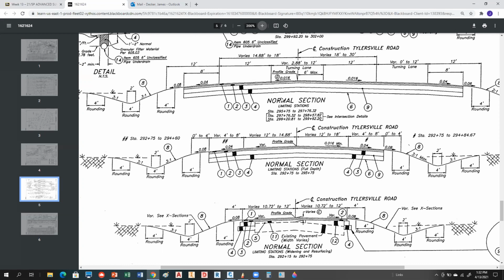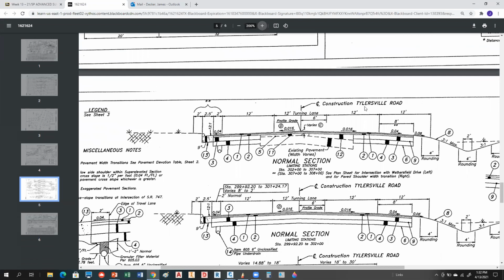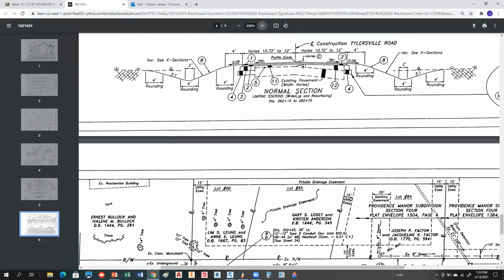Now, I want you to point out something too on this. There were 2 roads on this, right? These typical sections are only for Tylersville. Do you notice that? And by the way, this is only sheet 1 of sections. There's probably about 5 sheets of sections. So you're going to have maybe 3 sheets of sections for Tylersville and maybe another 3 sheets or more for 747. So when you do highway work, you really got to know what you're doing. Otherwise, you can really, really get in trouble real quick if you don't know how to read typical sections.